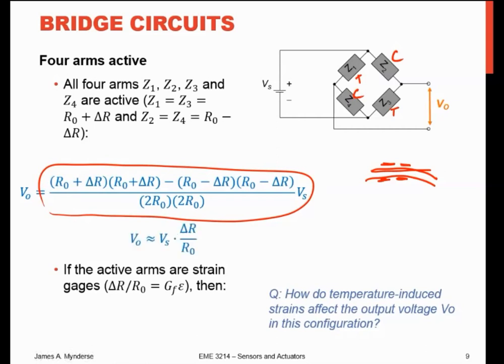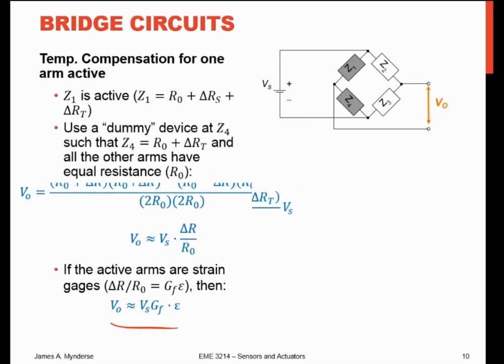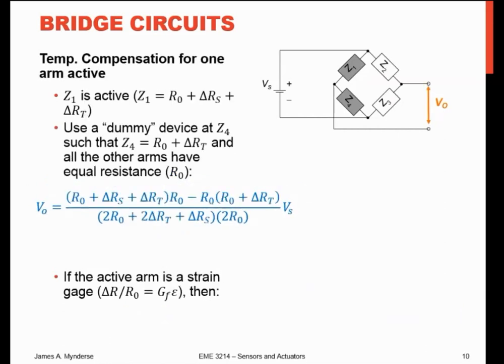Click. So now instead of being 1/4 or 1/2 here, I have a straight up V out equals Vs times delta R over R0. So I've got a gain that is 4 times the gain of the single active strain gauge part. And there it is in this form, same thing. So again, how do those temperature-induced strains affect the output voltage in this configuration? Pretty much they don't. But let's just look at one. I'll go back to our original case where we have one active strain gauge right here. We'll say this one's in tension.